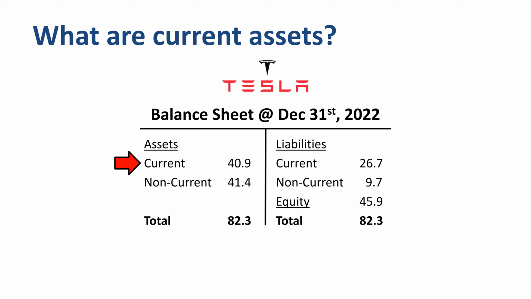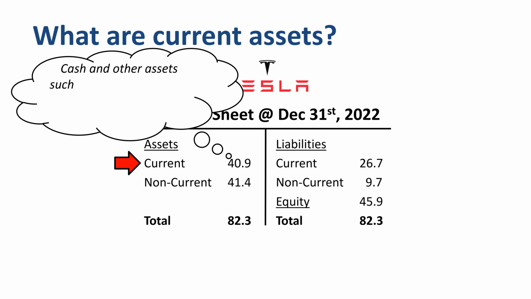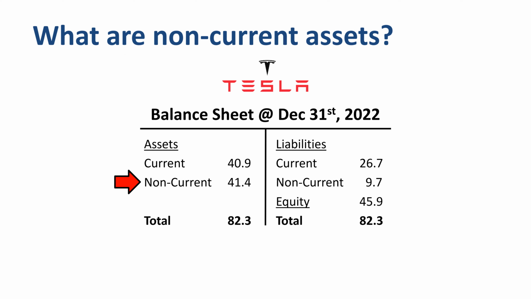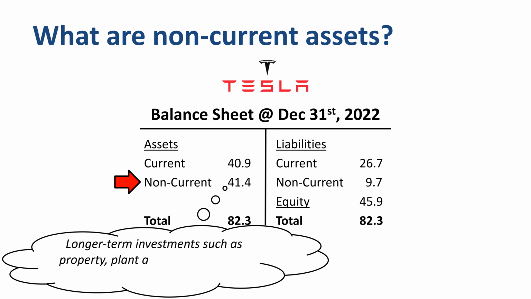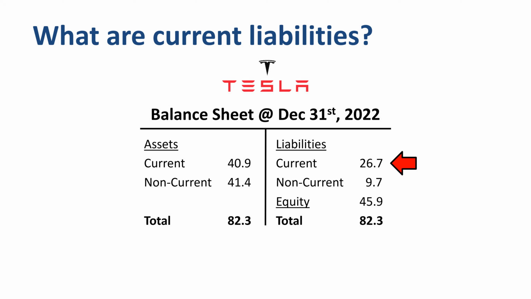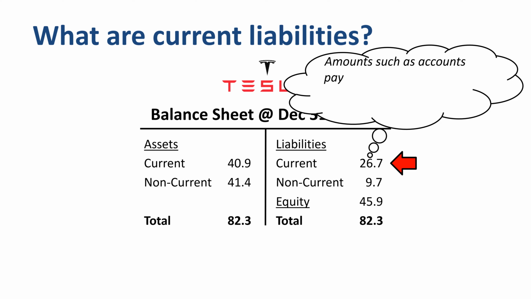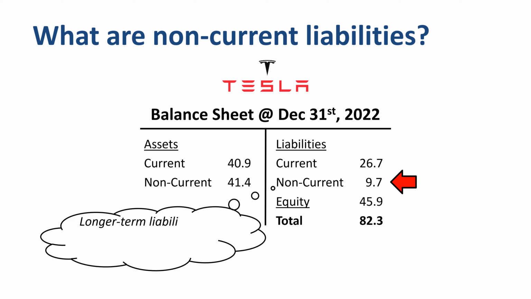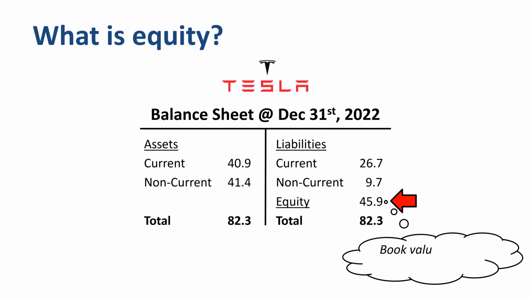What are current assets? Cash and other assets, such as inventory, that are expected to be converted to cash within a year. Non-current assets: longer-term investments, such as property, plant and equipment, that cannot be converted into cash quickly. It will take more than a year for that to happen. Current liabilities are amounts, such as accounts payable, that are due to be paid to creditors within 12 months. Non-current liabilities are amounts owed that are to be paid after the period of 1 year. Equity on the balance sheet is the book value of the shareholder capital.